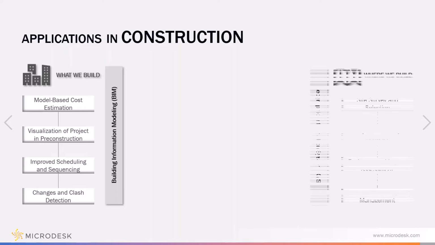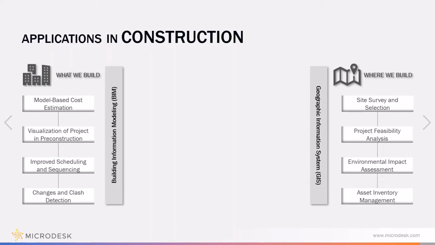On the other hand, the GIS side has enriched geospatial information to support project site survey and selection, on-site resources, project feasibility analysis, and environmental impact assessment. The information helps us better understand what to build, as well as where and why to build it. However, it is a non-trivial task to bring that information to support the design and construction processes.